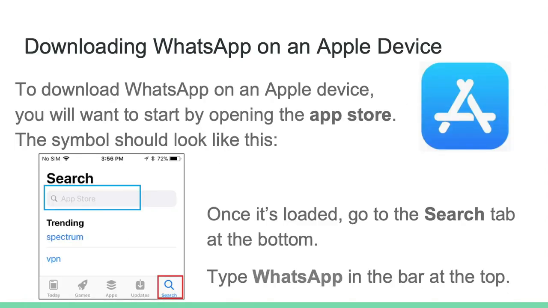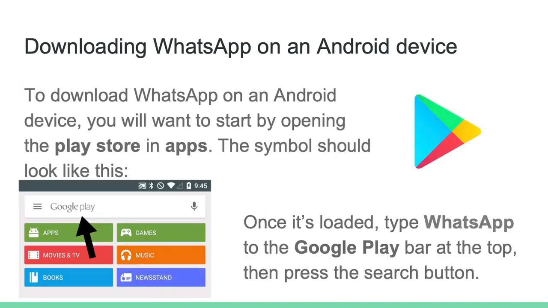Do you want to download it on an Apple device? Open the App Store, then once you open the App Store, go to the search at the bottom of the screen, then type WhatsApp in the top address bar where it says App Store.